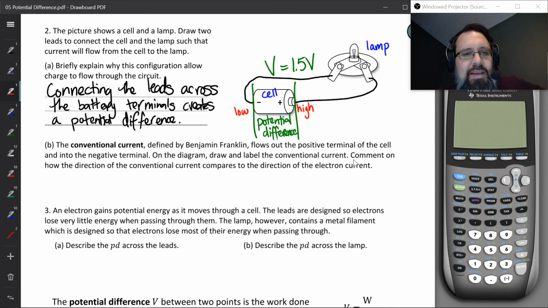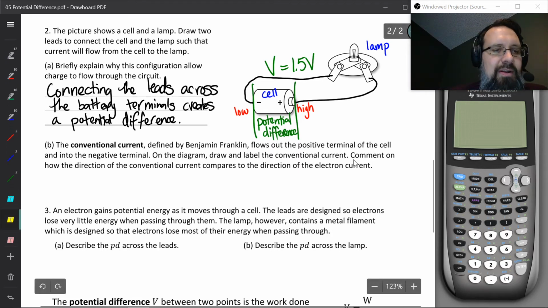Part B. The conventional current defined by Benjamin Franklin flows out of the positive terminal of the cell and into the negative terminal. On the diagram, draw and label the conventional current. Comment on how the direction of the conventional current compares to the direction of the electron current. All right, so let's draw the conventional current. So we're looking at the conventional current compared to the electron current.